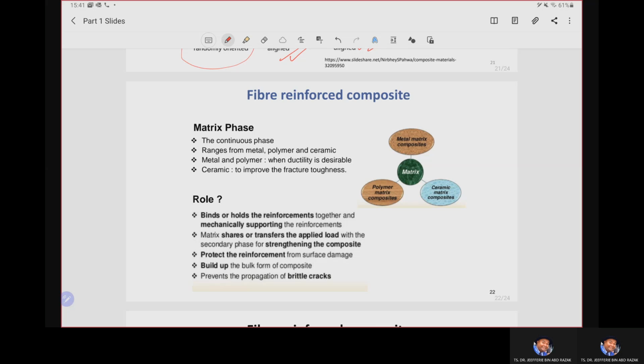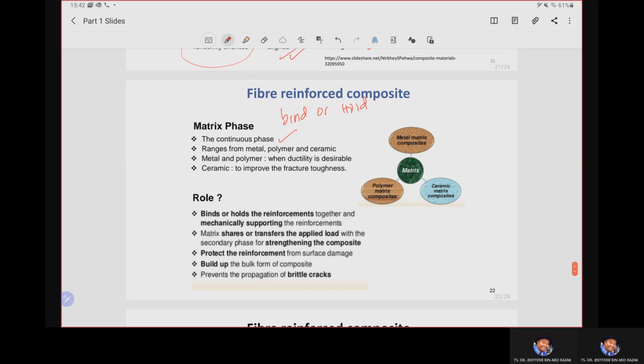All right. So the role of matrix in fiber reinforced composite is basically like in particle reinforced composite. First, to bind or hold the fibers as reinforcement, mechanically supporting the fibers in place. Due to the continuous phase, the matrix gives shape to the fibers. And then to share or transfer the load to the reinforcement, the dispersed phase, for composite strengthening. It also prevents the propagation of brittle cracks. In addition, the matrix also protects the reinforcement from surface breakage and surface damage. So it builds up the bulk form of the composite and prevents the propagation of brittle cracks.